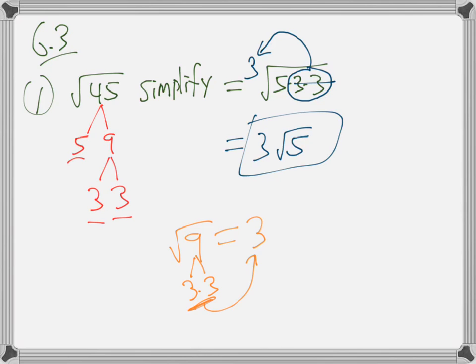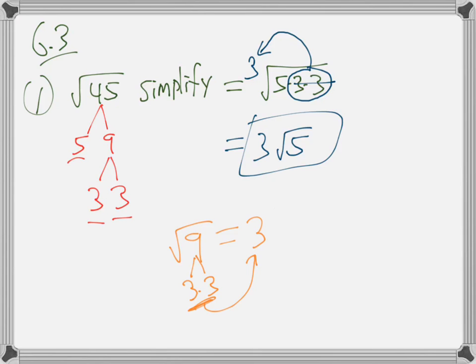Now, if there had been another number, like a 7 in there, then that would still be hanging out in the root. See the difference? If everything leaves the root, then the root, poof, just vanishes. So if you think about it, we've been doing that all along with square roots. That's what they always do.